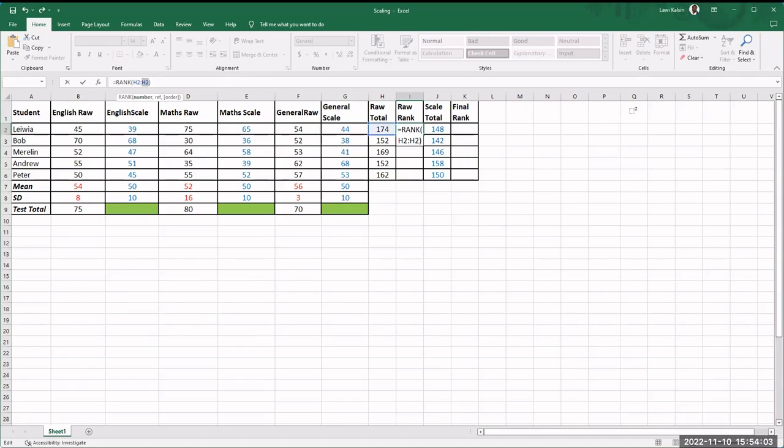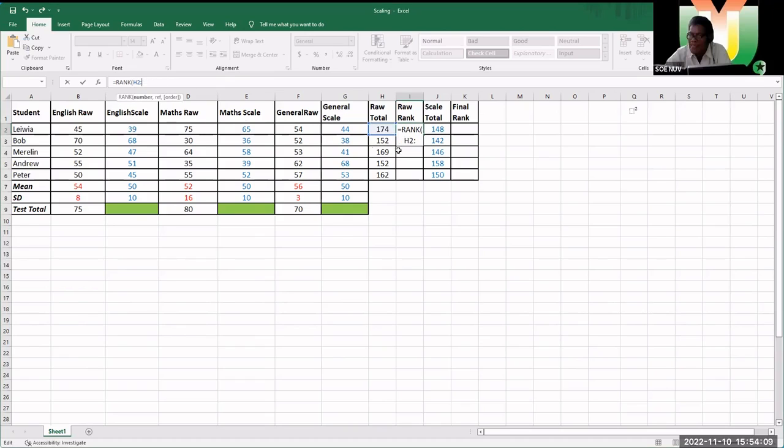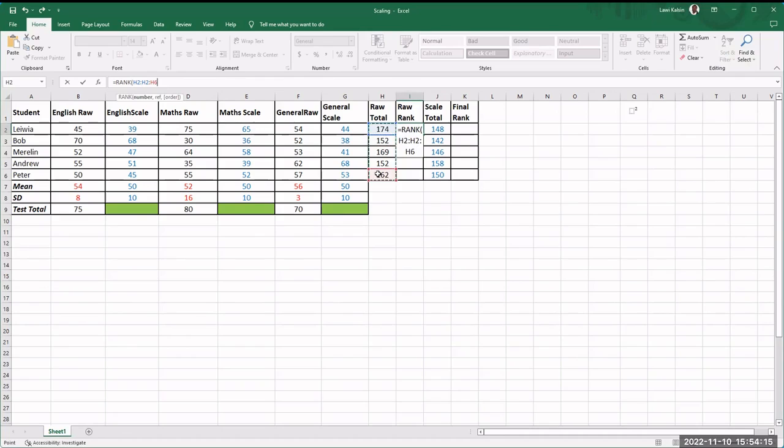Okay, it looks as if we are stuck with this. We need to check H2, then we repeat H2, and then you repeat H6, and then you press enter. That's what we just said.